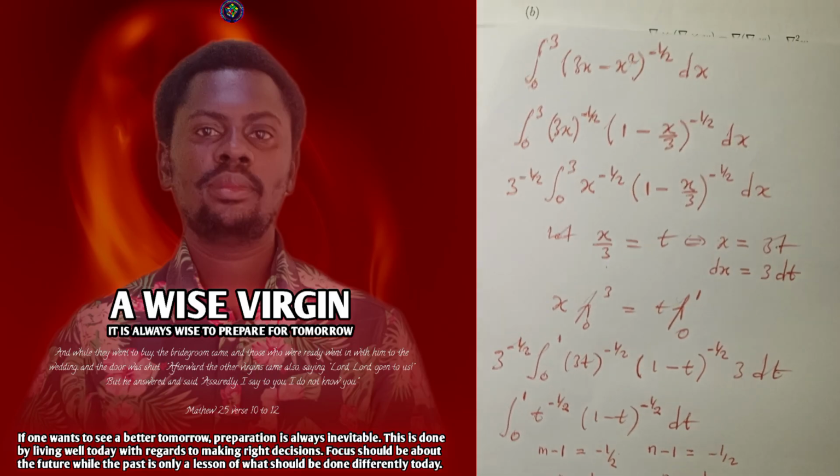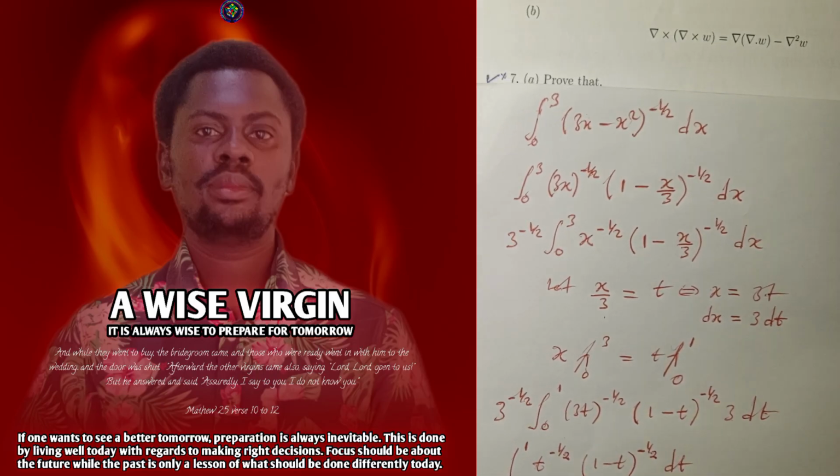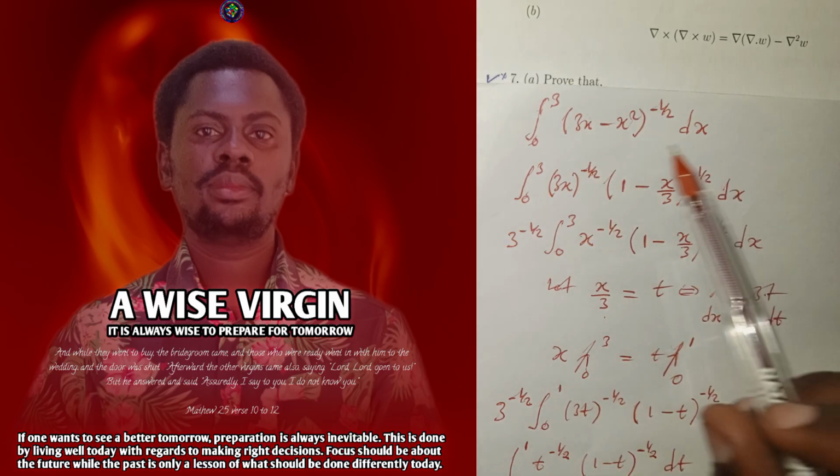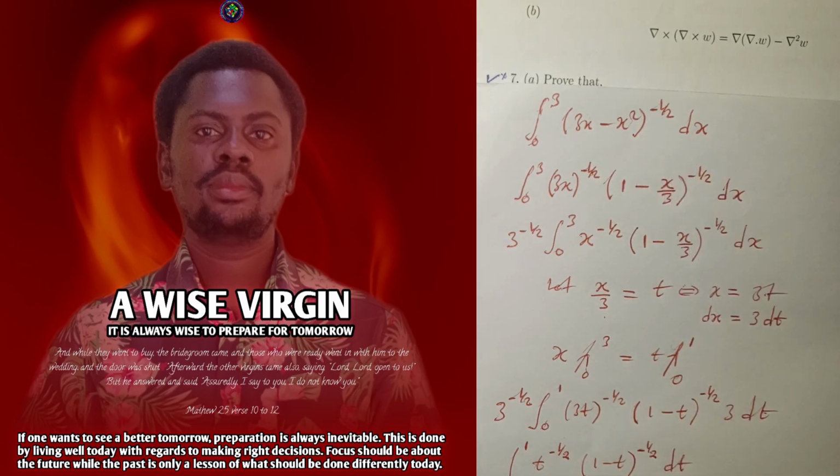So the answer is pi, for the integral from 0 to 3 of dx over the square root of 3x minus x squared.